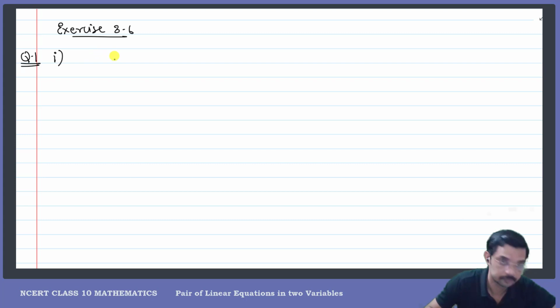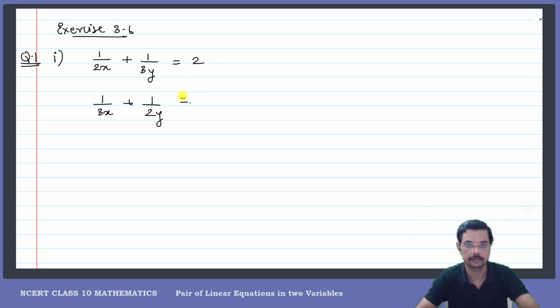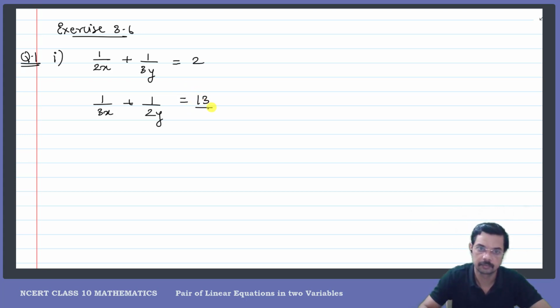Can you do that? It is 1 by 2x plus 1 by 3y equal to 2, and 1 by 3x plus 1 by 2y equal to, sorry, 13 by 6. Again, this can be converted.